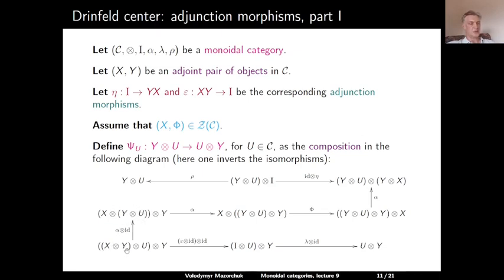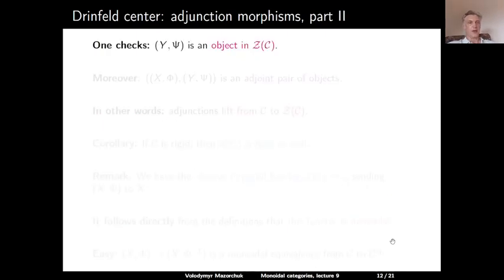And now we have x tensor y here, to which we can apply the epsilon, and then we have the identity here, so we can apply lambda. And finally, we arrive at u tensor y, so y has moved to the other side. Not all maps in this diagram are isomorphisms, but alphas and phis are, and so they can be inverted, and rho is an isomorphism, so we can read this diagram from the first object to the last object. And this defines a map from y tensor u to u tensor y. And then one can check that the pair y comma psi is an object in the Drinfeld center.